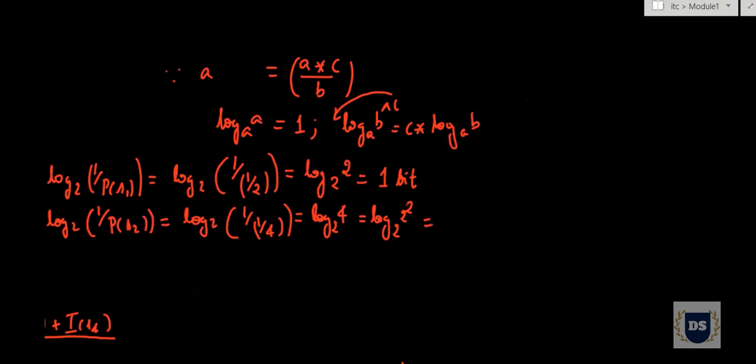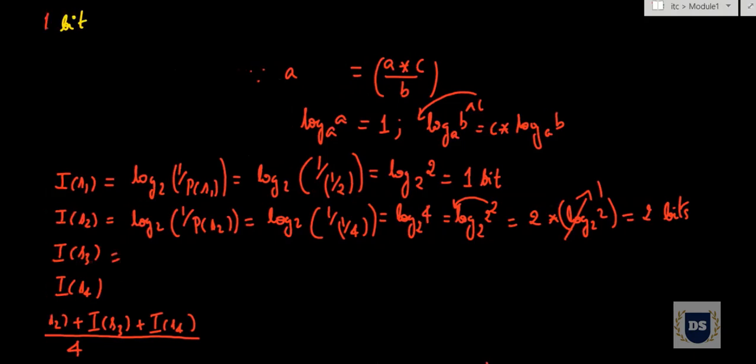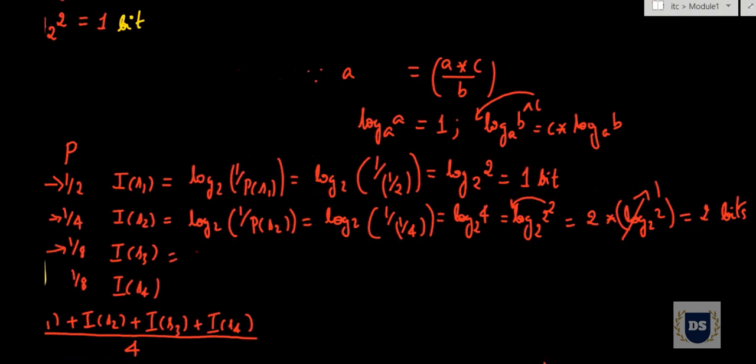So keeping that in mind, I can make this 2 jump onto the front, and I'll have 2 into log to the base 2 of 2, and we already know that this entire thing is equal to 1, so thereby it's 2 bits. And I got to repeat the same drill in order to find I of S3, and S3 is associated with probability 1 by 8. So by induction, I can rewrite 8 as 2 power 3. So in fact, I'll have it as equal to 3 bits. And same is the case with I of S4, which is again equal to 3 bits.